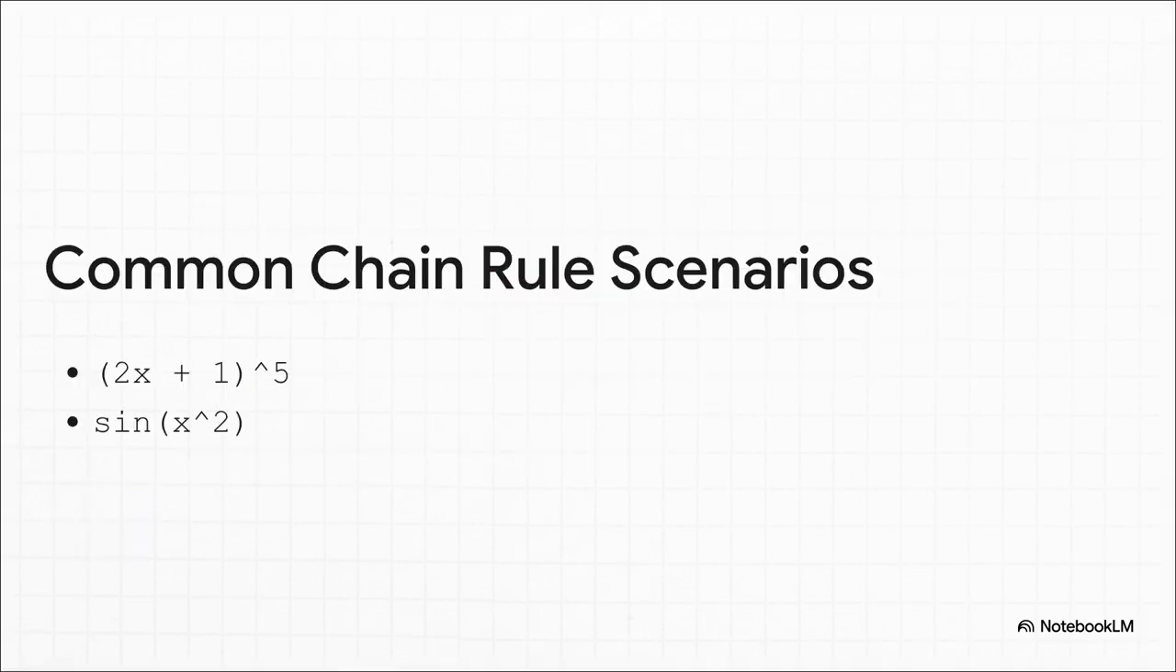So what do these composite functions even look like in the wild? Well, here are two perfect examples. In that first one, the 2x plus 1 is the inside function, and raising it all to the power of 5 is the outside function. See it? For the second one, x squared is tucked inside the sine function. The moment you spot a pattern like this, that's your signal. That's when you know it's time to grab your chain rule power tool.